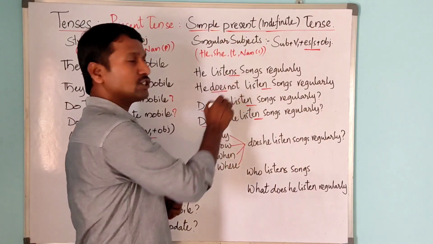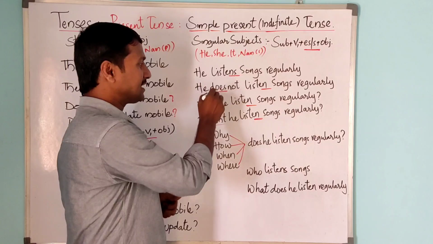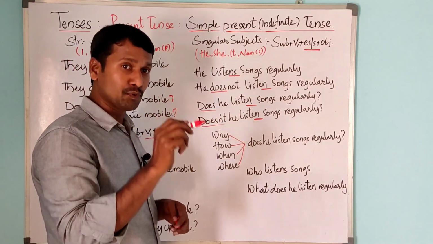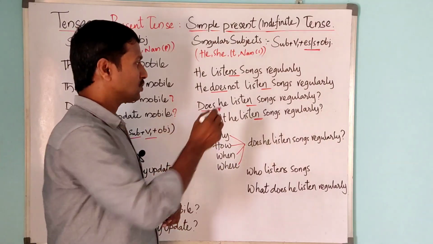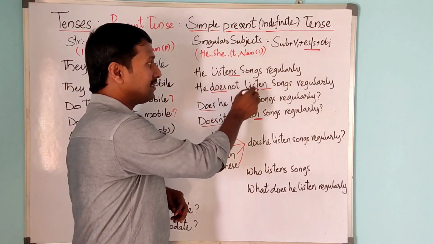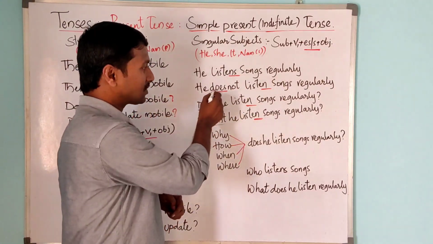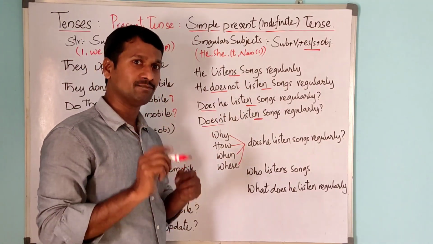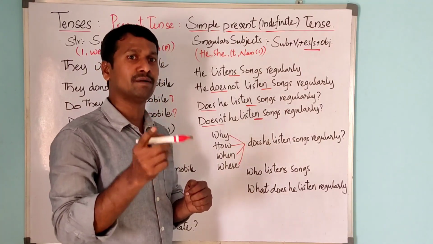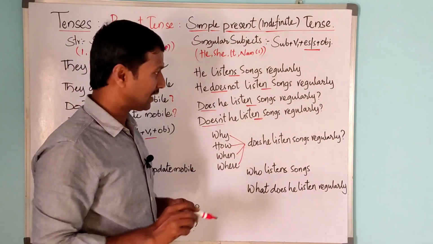If I make it a negative sentence, he does not listen songs regularly. The difference between these two sentences: the first sentence has listens with the S form, but in the second sentence we already took does. Does is the helping verb of simple present tense for singular subjects. So when we take does, we eliminate the S. We delete the S from the base form of the verb. Listens changes into listen because of does. So what we have to understand is that once we take does in the sentence, no ES or S form is added to the verb. So, does not listen songs regularly.